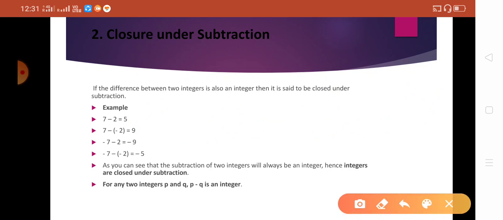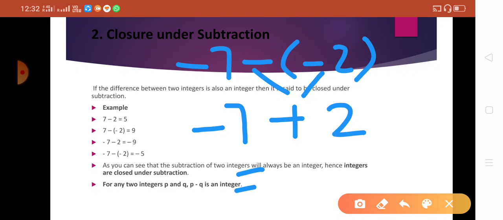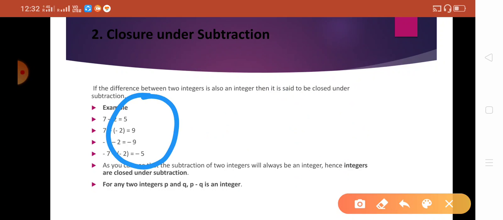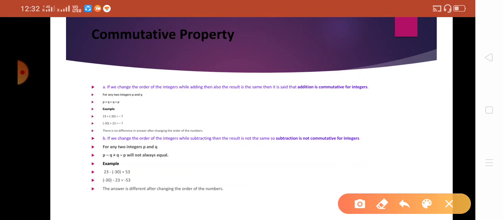How have they come? 7 minus 2 is 5, simple. 7 minus minus 2: minus minus will become plus, so 7 plus 2 is equal to 9. Minus 7 minus 2 is minus 9. And minus 7 minus minus 2: minus minus will become plus, so minus 7 plus 2 will become minus 5. So all the answers are integers. So integers are closed under subtraction. Clear?